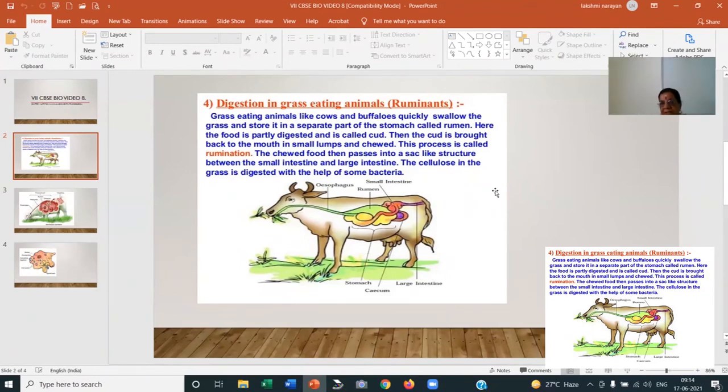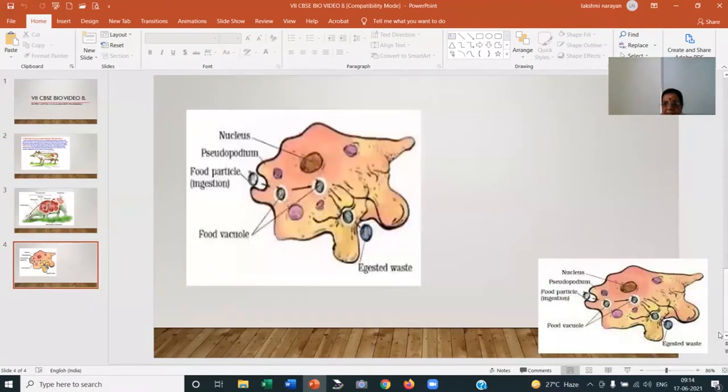Then the cud is brought back to the mouth in small lumps and chewed. This process is called rumination. I hope you understand. The chewed food then passes into the sac-like structure between the small intestine and the large intestine. And the cellulose in the grass is digested with the help of some bacteria. That is why grass-eating animals are called ruminants. Right? Then we have seen nutrition in amoeba.